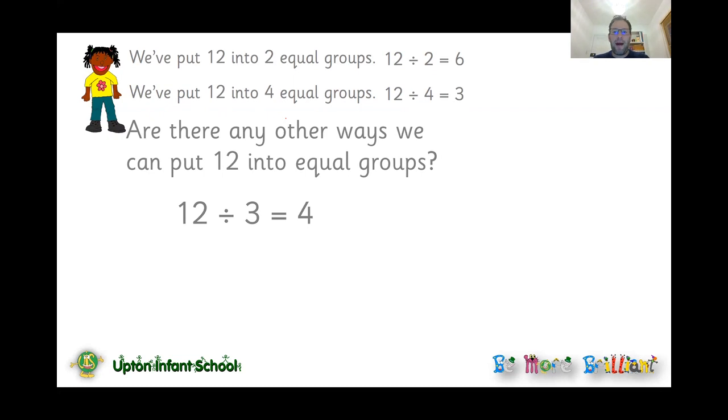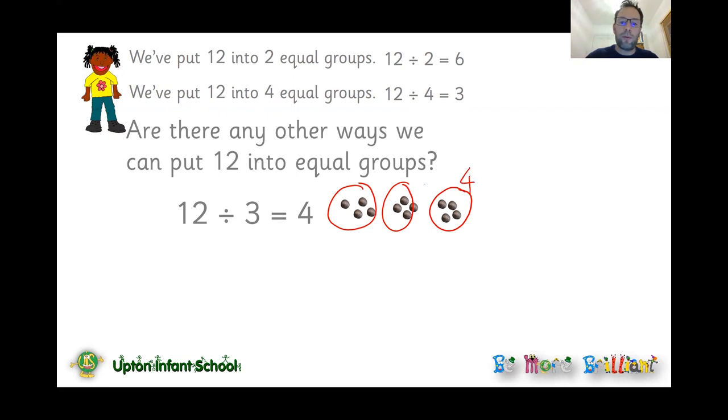Okay, I think that we could share our 12 into 3 equal groups. I've still got my 12 pebbles, but look, this time I have got 1, 2, 3 equal groups, and in those groups each one has got 4 pebbles. 4 there, 4 there, 4 there. So that's another way that we can share 12 into equal groups.